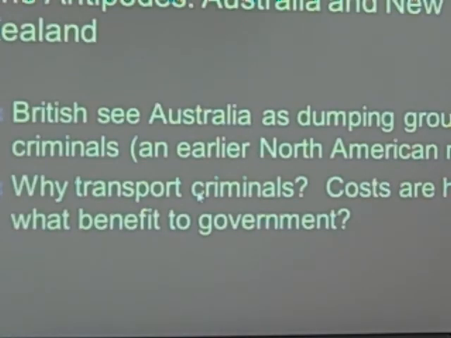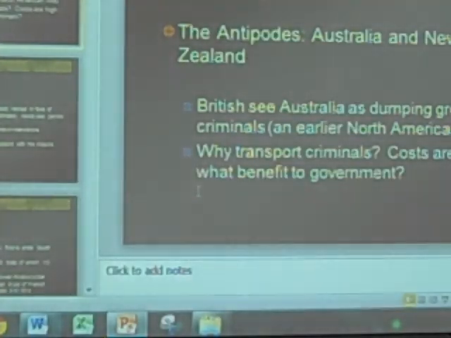All right. So when we take a look at the migrations, we're on slide 5 here, in case you want to mark it down. Australia and New Zealand, these were the dumping grounds for your criminals. And you might remember that we said that earlier with the North American role: what colony in the U.S. was also a convict colony? Anyone remember which of the 13 colonies was a convict colony here in the U.S.?